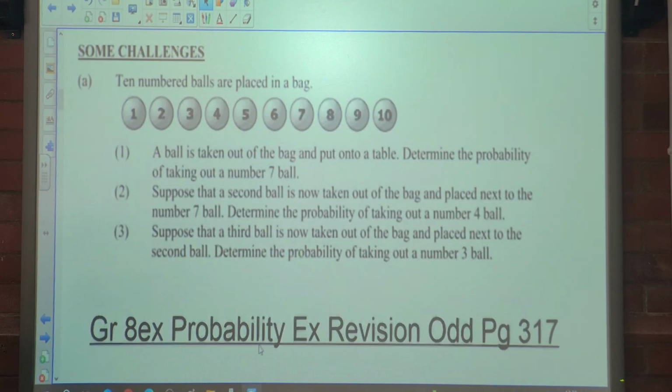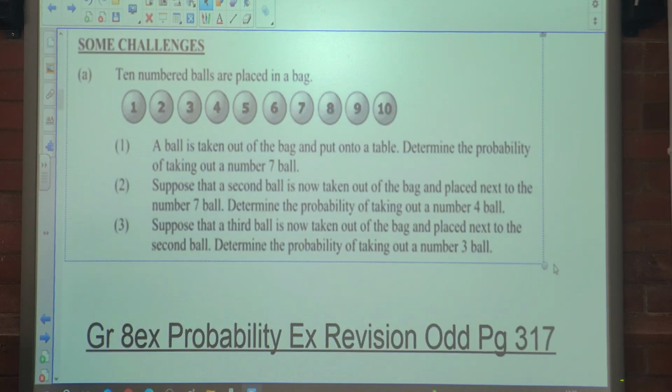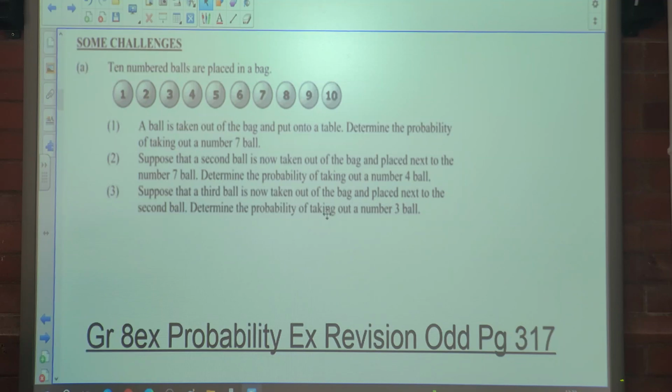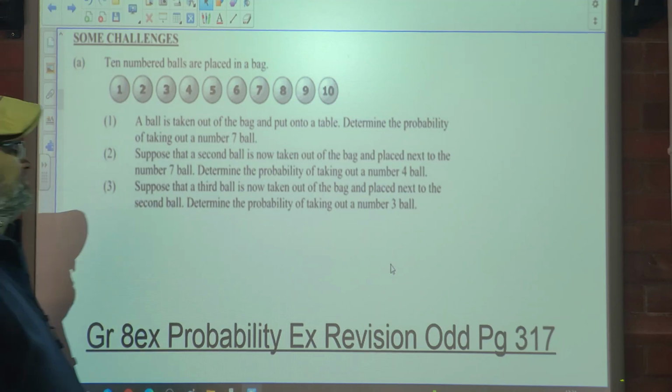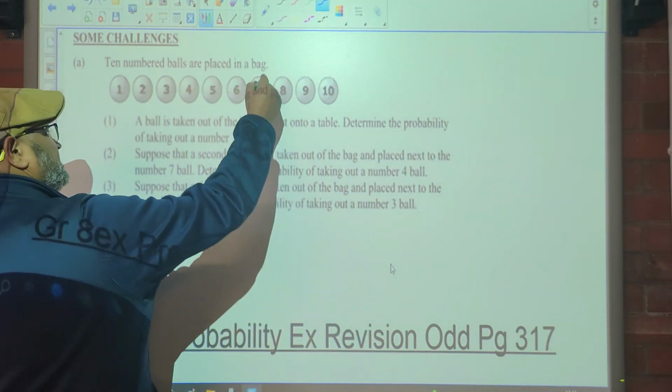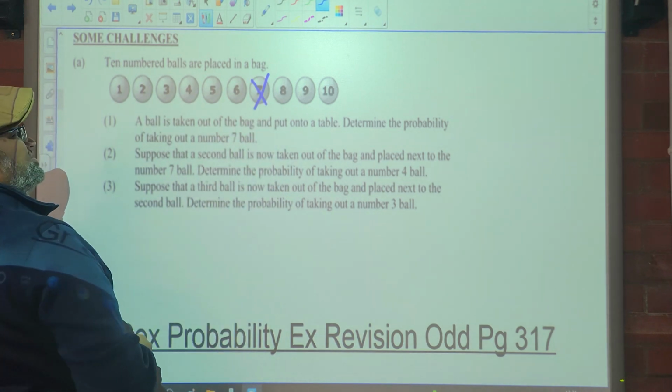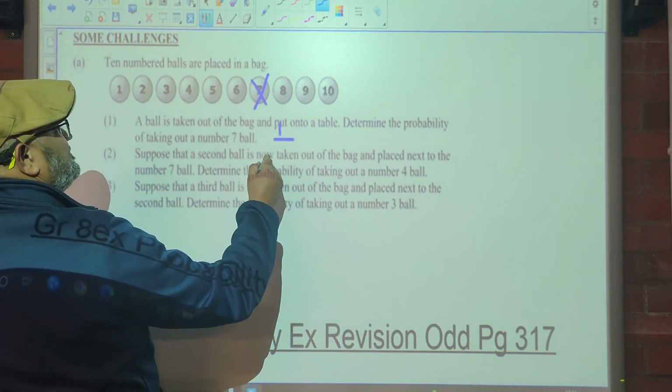Some challenges. There are 2 of them we chose. 10 numbered balls are placed in a bag. A ball is taken out of that bag and put on a table. Determine the probability of taking out a 7 ball. So you take out the 7. How many 7s are there? 1 out of 8.